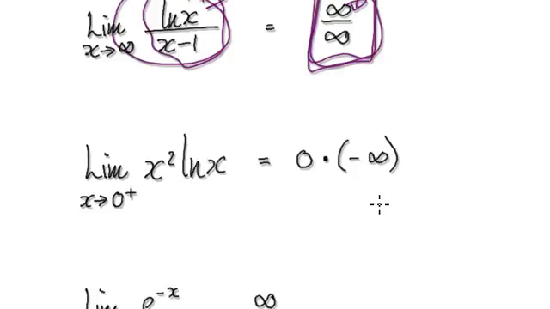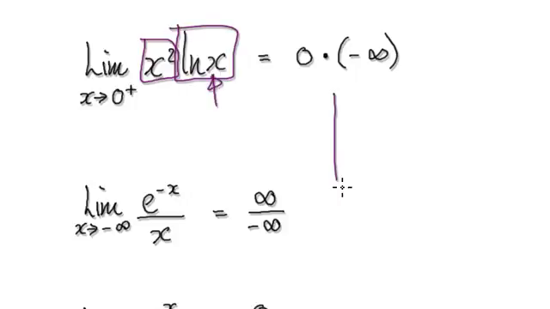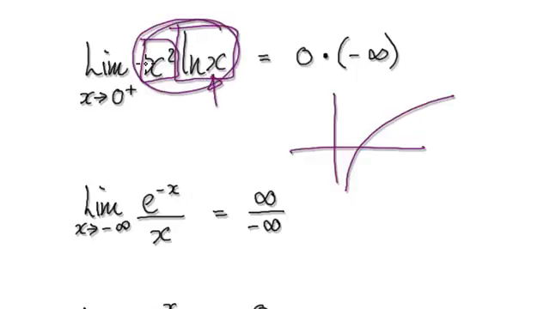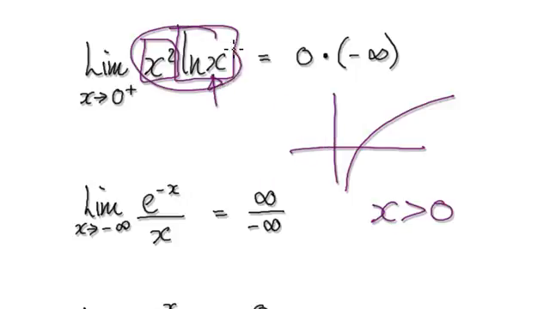There are others as well. So here, if you look at this, you've got one block multiplying another block. If you look at this block here, the natural log of x looks like this. Well, the domain of this whole thing here would be x strictly greater than 0. So anything to the left hand side would be meaningless. This whole thing here would break down.